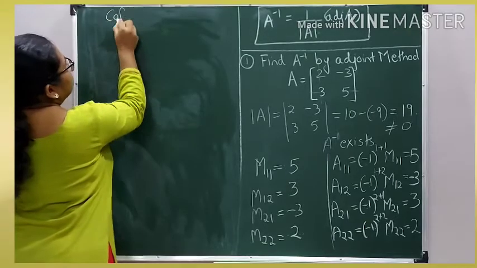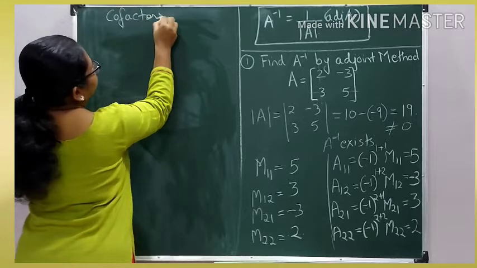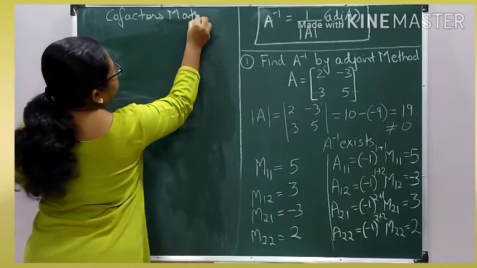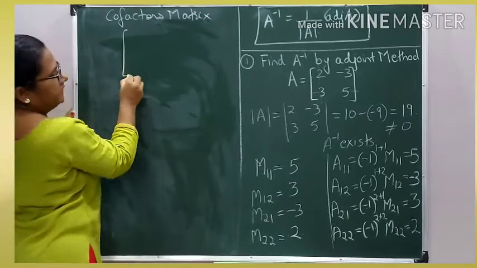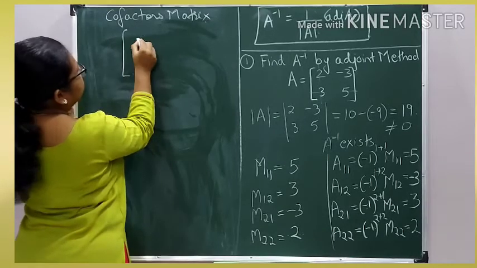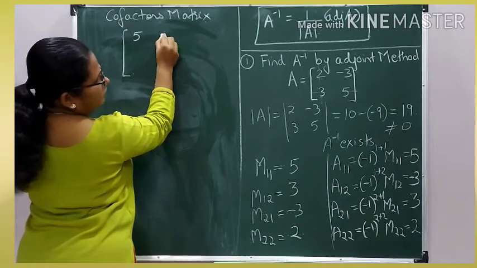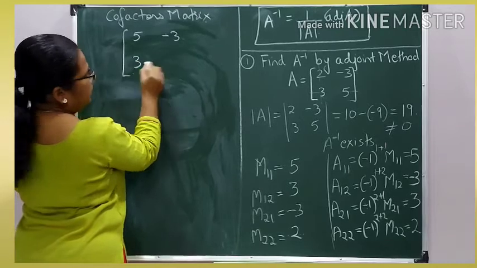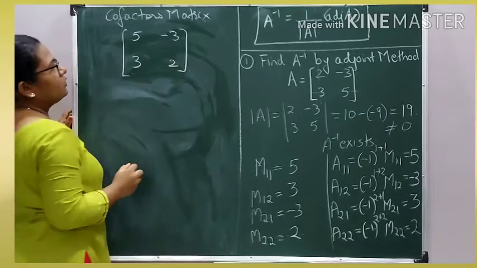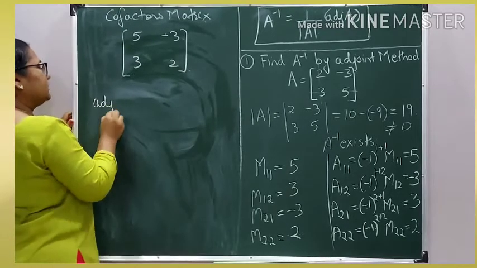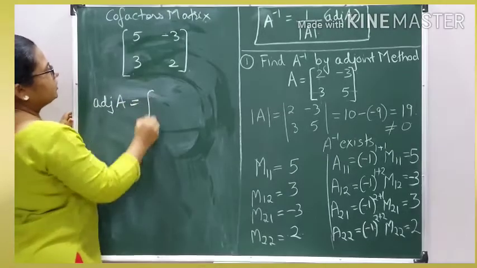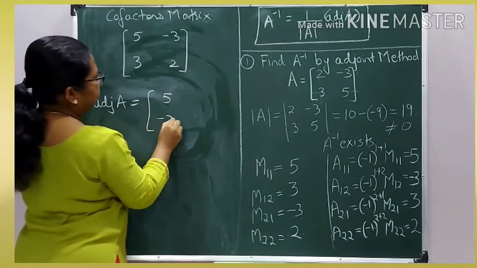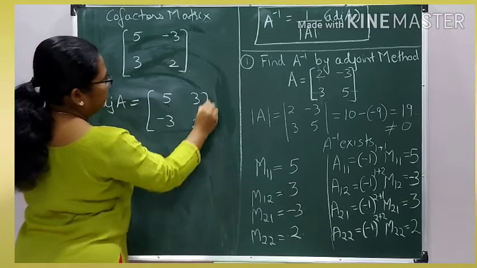So the cofactors matrix we will write. What will it be? First element A11 is 5. Then A12 is minus 3. This is 3 and this is 2. So this is the cofactors matrix. What I told you, what is adjoint of A? Transpose of this matrix. So this will become 5, 3, minus 3, 2.